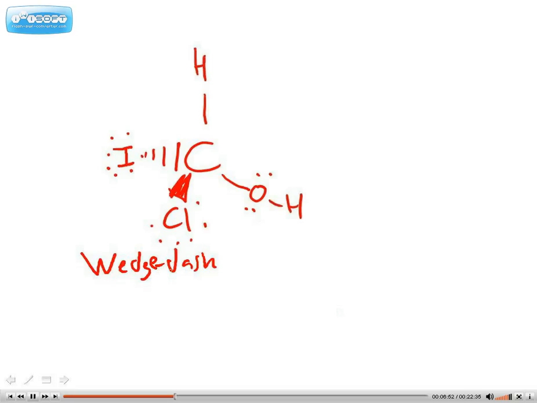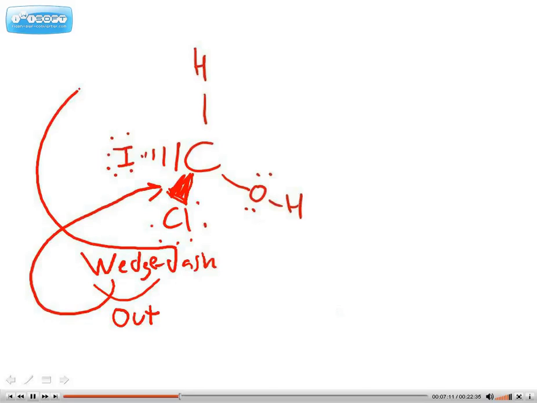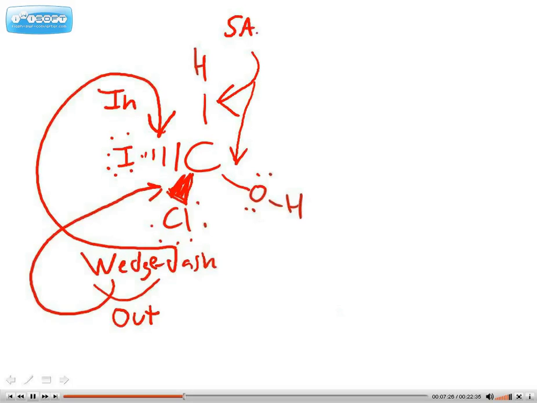Wedge, W-E-D-G-E, dash. The wedge is this right here, and it shows a blackened triangle extending out from the carbon. So the wedge means the group is coming out. The dash means the group is going into the screen or into the plane of the paper. And the traditional lines mean these are on the same plane as the screen or your piece of paper.